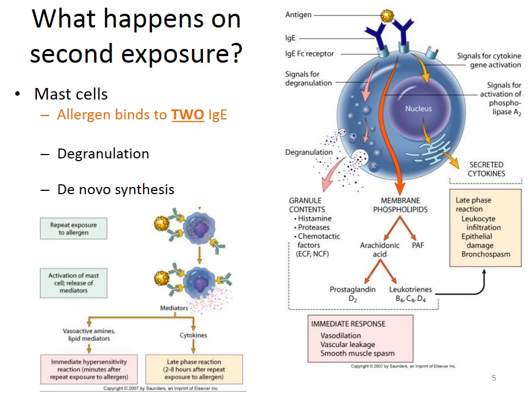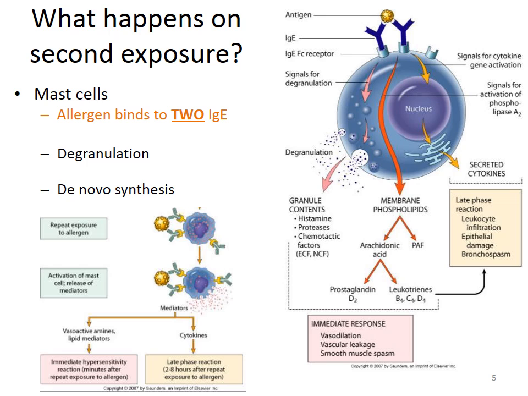In this slide, we're now looking at the second exposure after the initial exposure in a type 1 hypersensitivity. So what happens here? What happens on the second exposure? Well, on the second exposure, we get the allergen that actually binds to 2 IgEs. Two IgE antibodies are going to find that allergen. So now we already have this heightened response. We get two main things that take place. We get what we call degranulation, and then we get de novo synthesis.